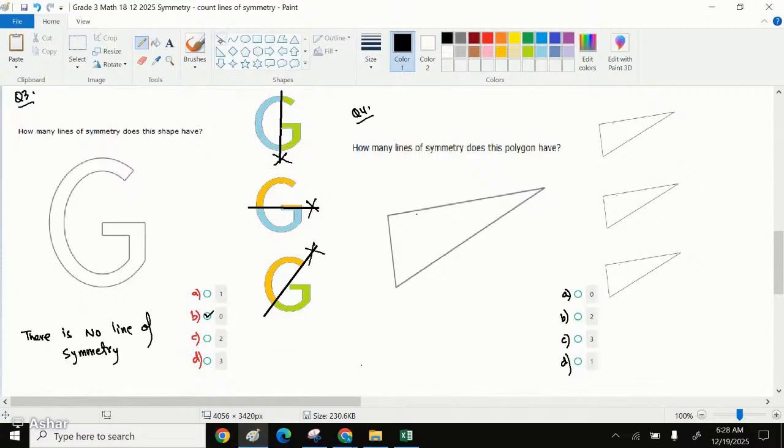So if we draw a vertical line, the vertical line passing through the center shows that the shape is different on either side. The shape on the left side is not the same as the shape on the right side. They both are different shapes. But if we draw a horizontal line now, okay, so if we draw a horizontal line, can we say that it would have a line of symmetry?